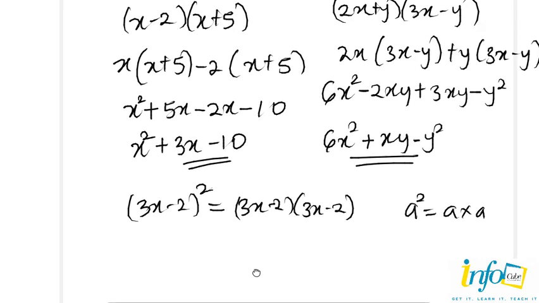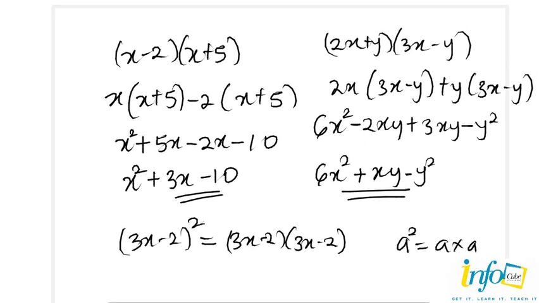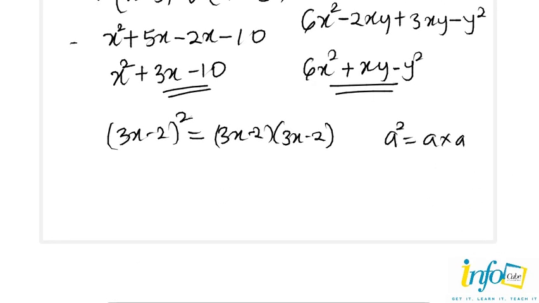In this part, since we have seen in these other questions we solved that the first one always multiplies the second bracket, the second one always multiplies the second bracket, I will skip this step and go to this. How? Look at it here. 3x times 3x will give you 9x squared. 3x times minus 2 will give you minus 6x. Minus 2 times plus 3x will give you minus 6x. And minus 2 times minus 2 will give you plus 4.